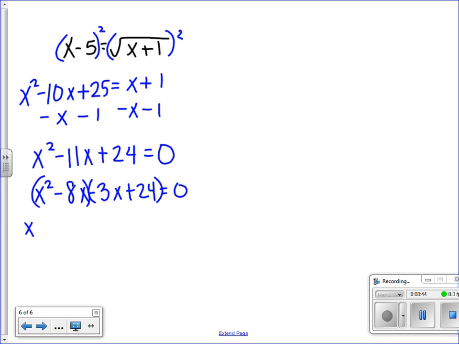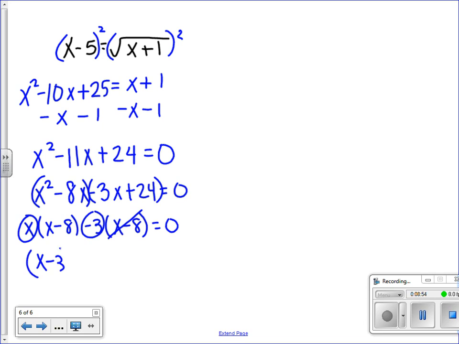Take out an x, and I get x minus 8. Take out a negative 3, and I get x minus 8. So x minus 3, x minus 8 equals 0. That means x could be 3, or it could be 8. I can't just toss one of these out and say, oh, that was a negative, so it's going to go. That's not going to work here. I have to actually check them.